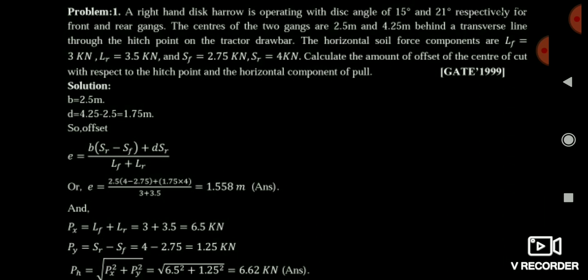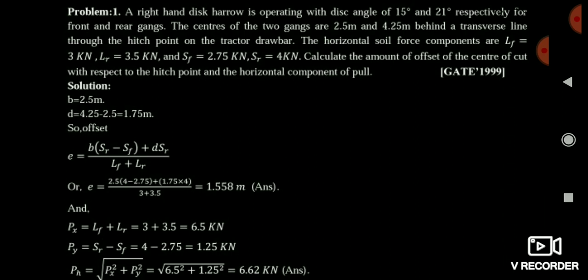Friends, amount of offset, all of you know that amount of offset is E. So friends, first thing we should calculate the D value. I have told you in the previous slide that D is simply the vertical distance between the center of both the axes, means front axis and rear axis. उसके बीच का जो डिस्टेंस होता है वो हमारा D होता है.